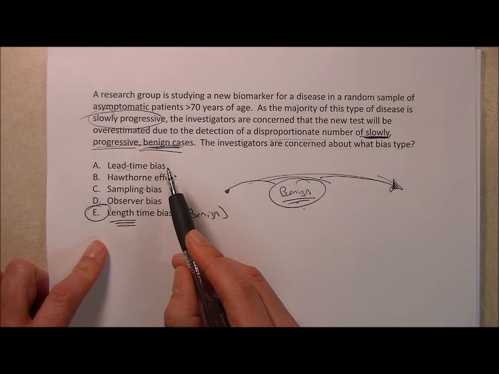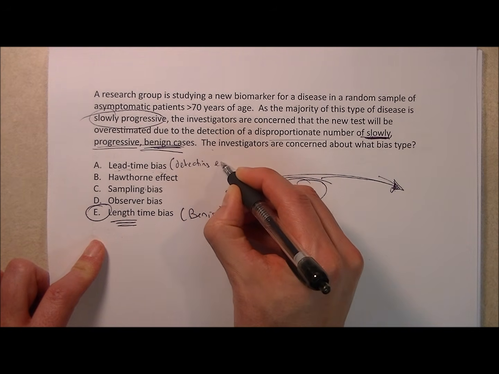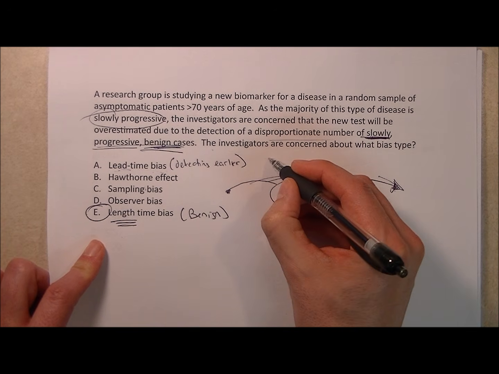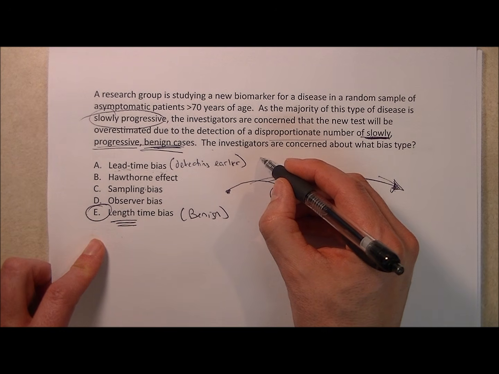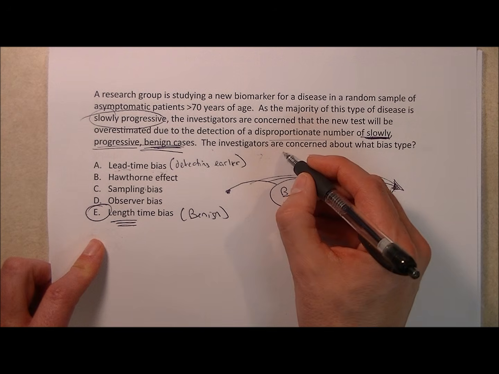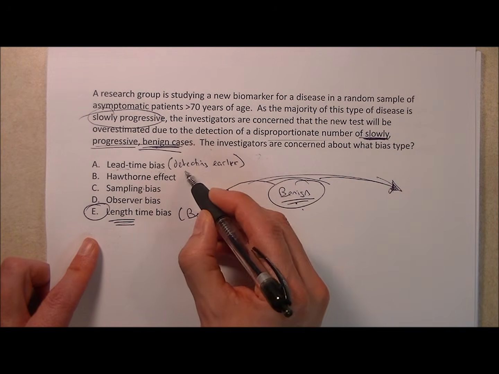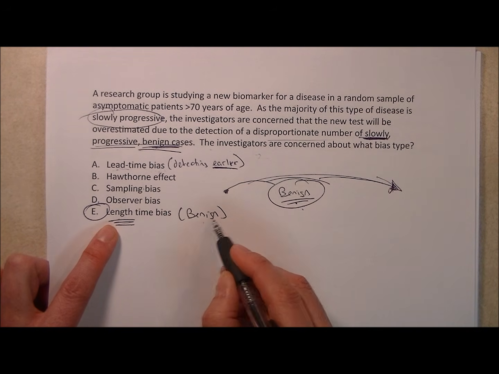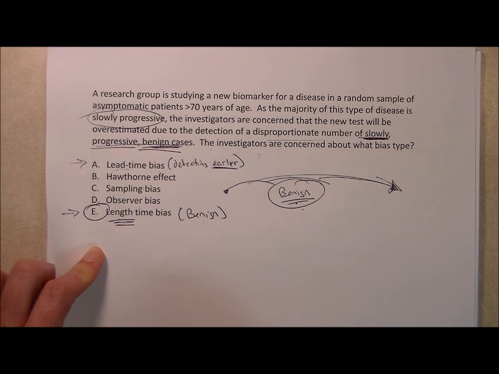Remember, lead time bias is just when you're detecting the disease earlier. It's like in prostate cancer, instead of detecting people at, say, 60 years old, you're detecting them at 50. So this gives the illusion that if we're getting them at 50 and they're living to 80, people are living longer. Well, no, that's not the case. The case is actually just finding these people a little bit earlier. That's lead time bias. Length time is more benign, slow-growing cases. So you really have to know these two. They like to test between those.